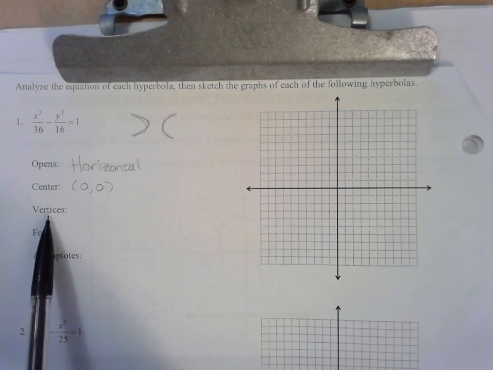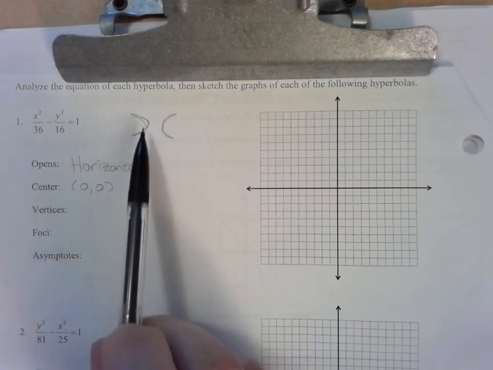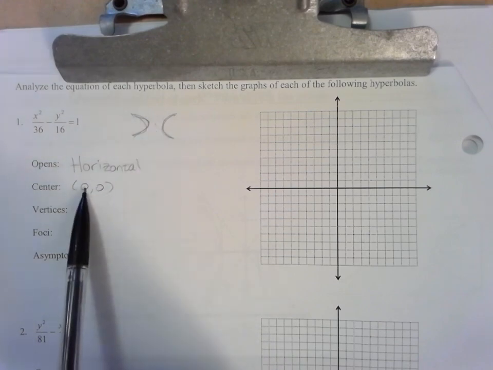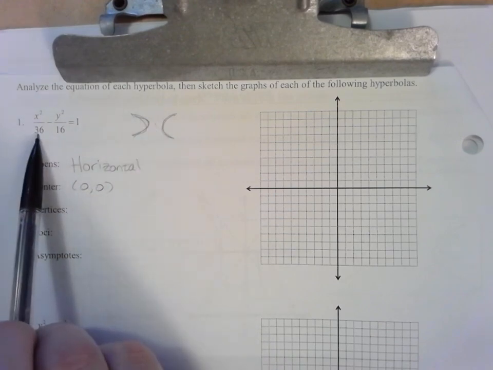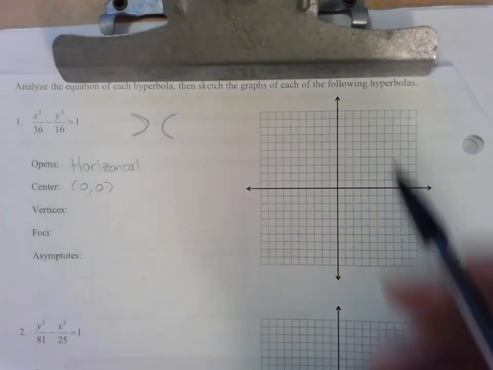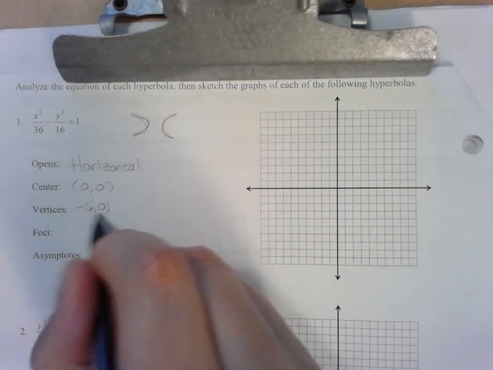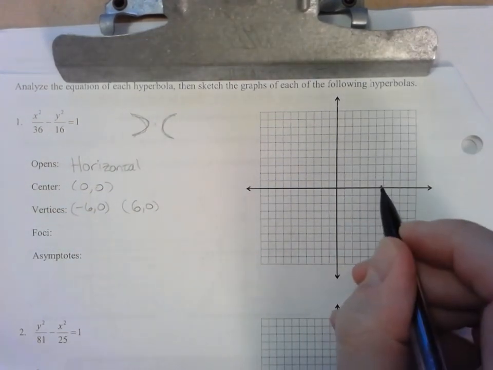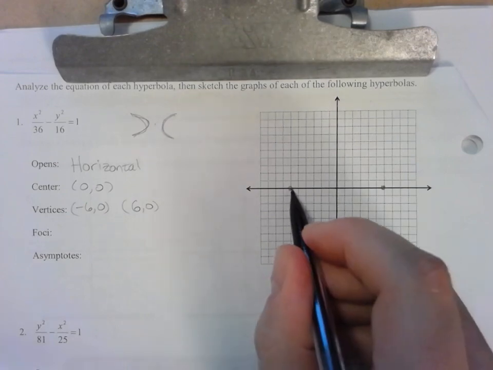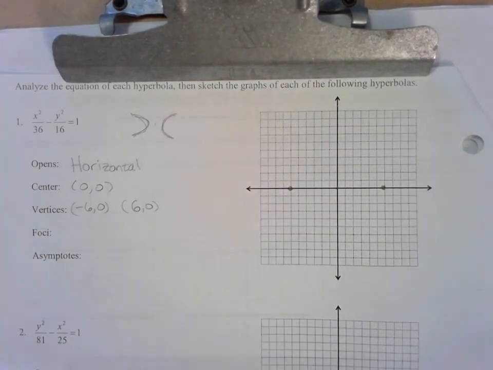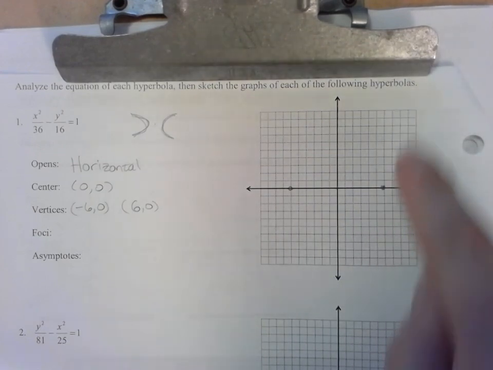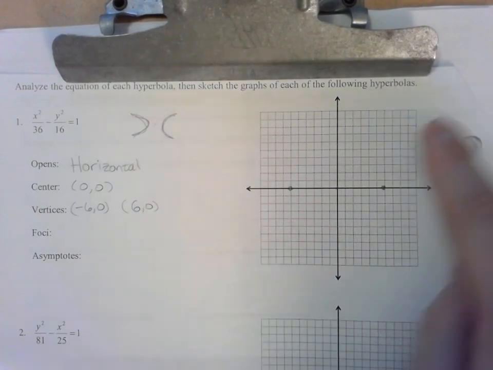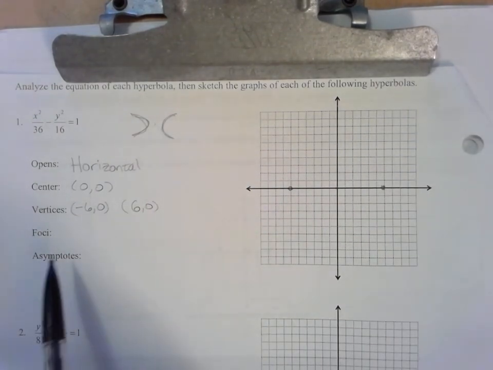Now let's analyze where are the vertices. Because it's going to open left and right from the center, I'm going to take the x-coordinate of the center and add and subtract the square root of 36, or 6 units. So 6 units left of 0, 0, and 6 units right of 0, 0. I can plot these points, and these are the 2 vertices. Now, I can't just sketch a graph, and I don't know if it's really narrow or if it's really tall. That will be determined shortly.